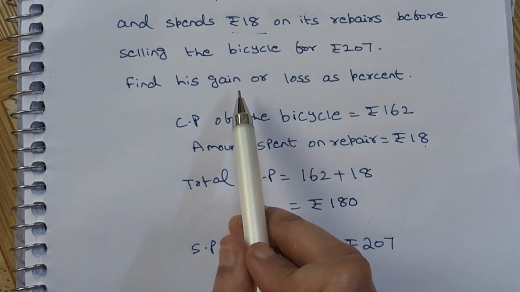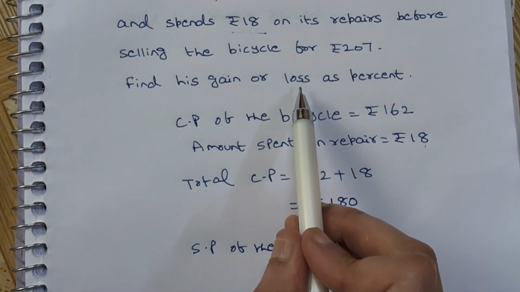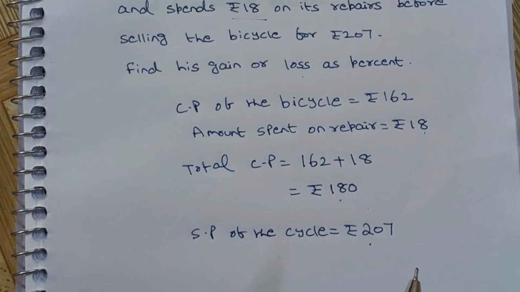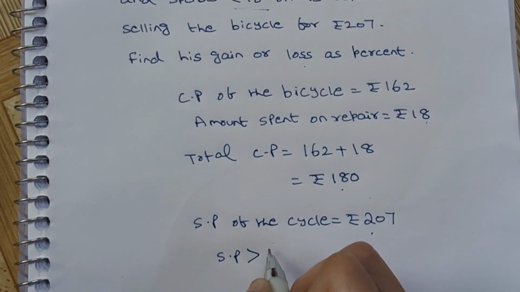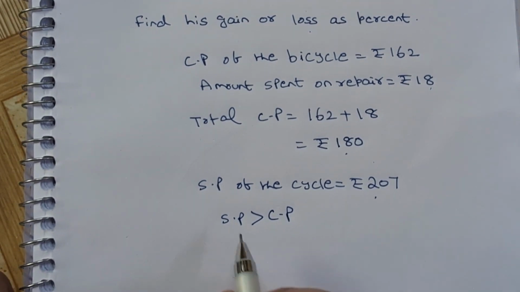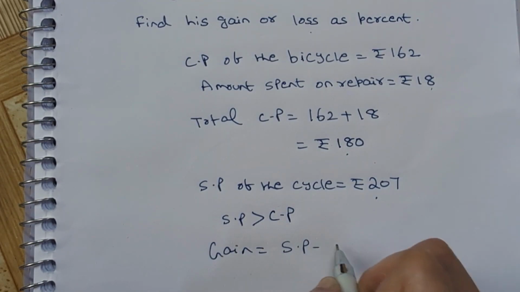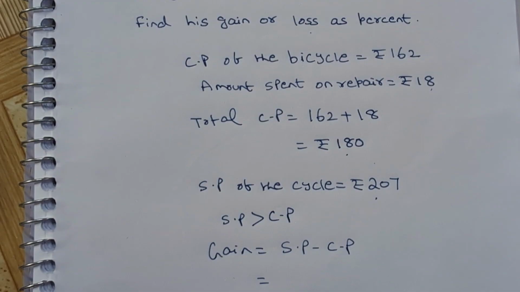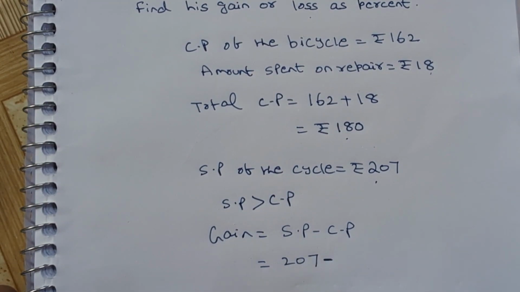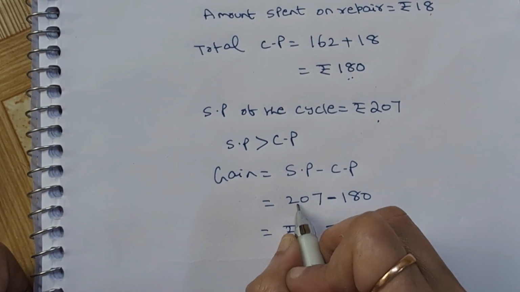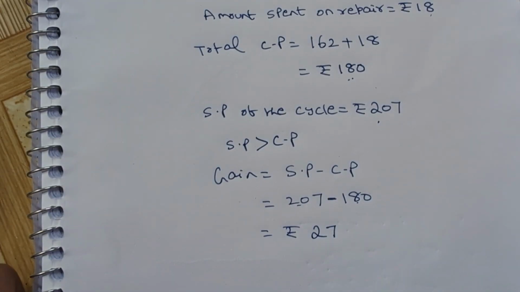Now we have to find his gain or loss percent. So first, we will find whether it is a gain or loss. So CP is 180, SP is 207, so SP is greater than CP. Now when your selling price is greater than the cost price, it is a profit or gain. So gain is SP minus CP. So this is equal to SP 207 minus CP 180. So this is rupees 27.